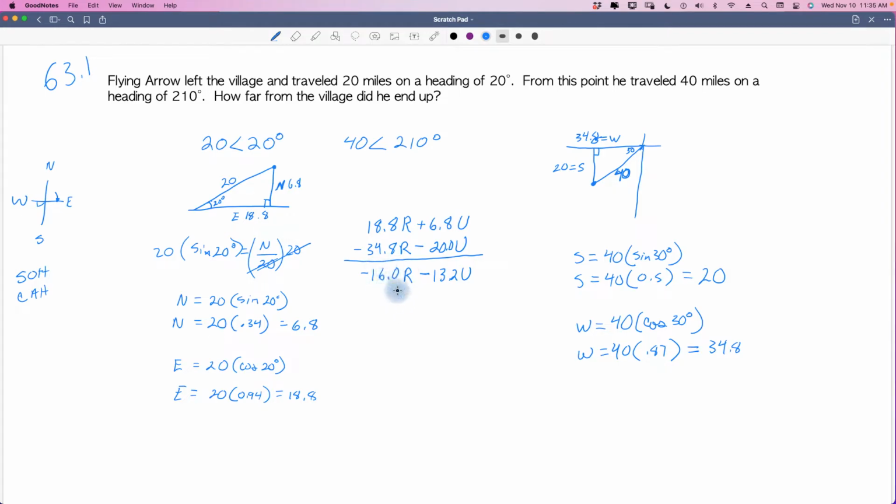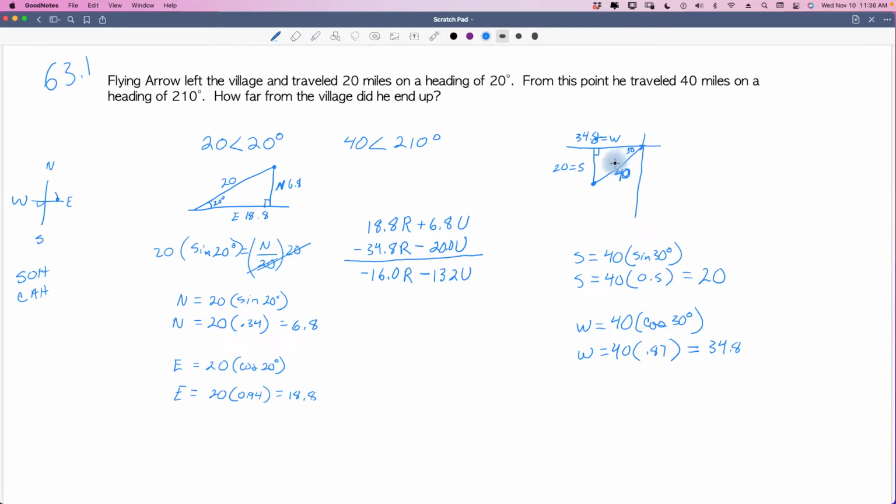All right, so now we know how to plot our vector. So he ended up 16 miles west and 13.2 miles south of the village. And we know that because this is negative and this is negative. So he ended up 16 miles this way, so about halfway here, and then 13 miles, so somewhere in here is where he ended up. So you could actually go and plot that and then create a new vector.